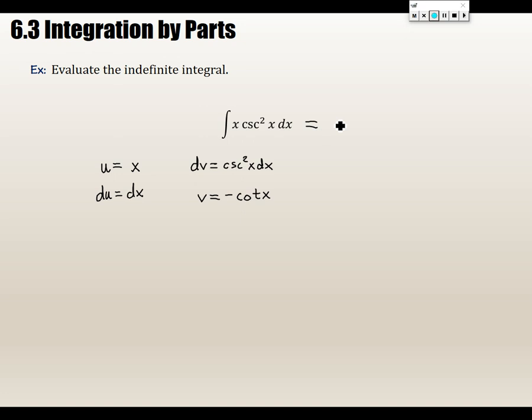So let's see, negative x cotangent x, that's uv, minus the integral of v du. Can I put a plus there? Is that okay? Uh-oh, I'm going to have to remember the antiderivative of cotangent in a second. That's okay, I think, though. Go ahead and try it.